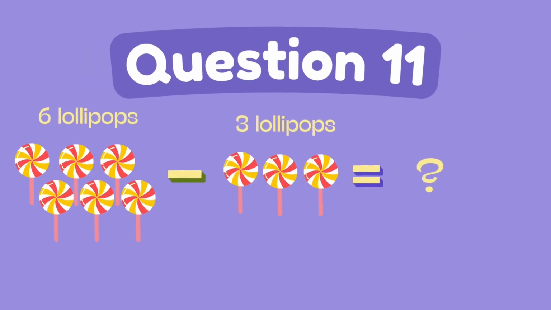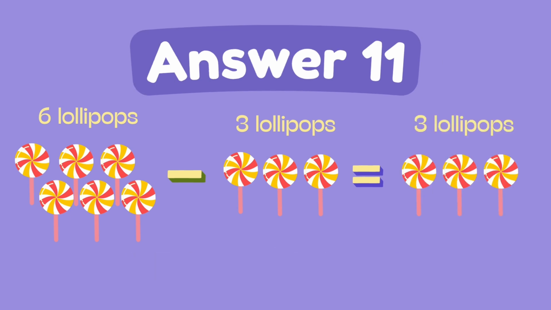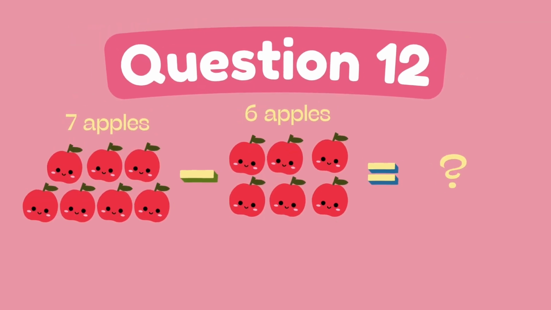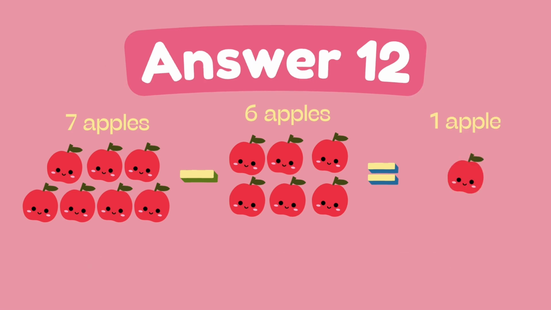What is 6 minus 3? The answer is 3. What is 7 minus 6? The answer is 1.